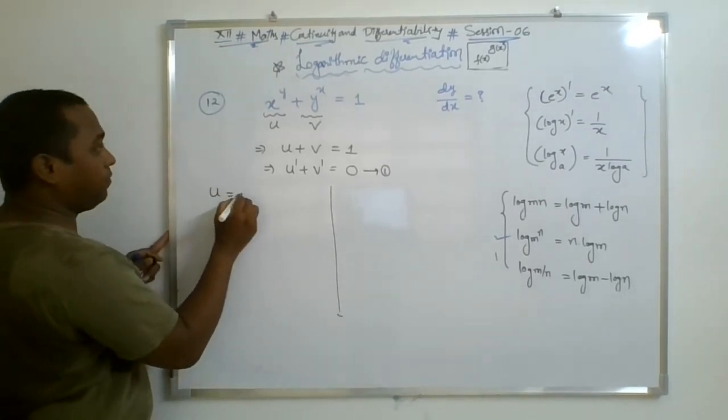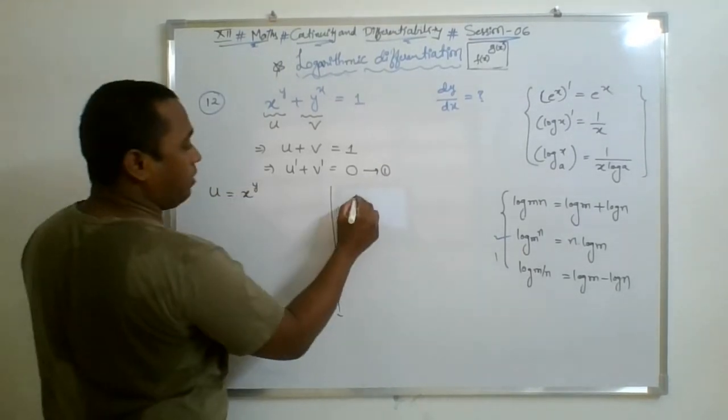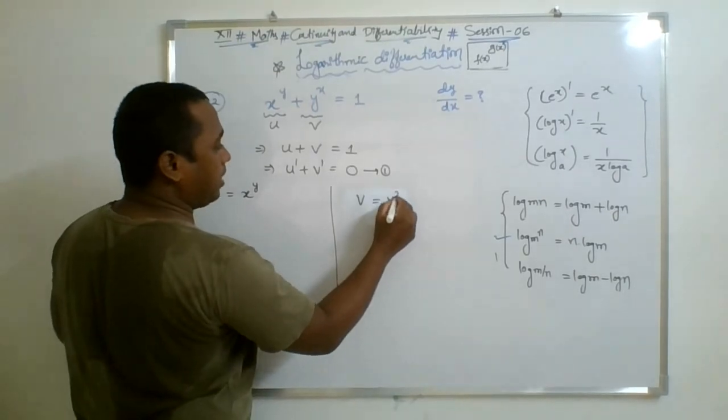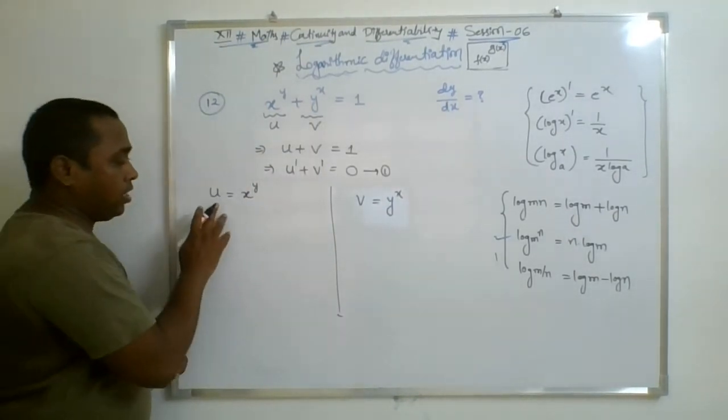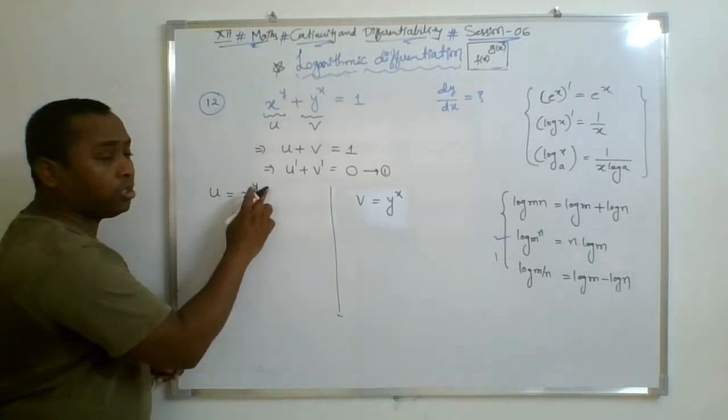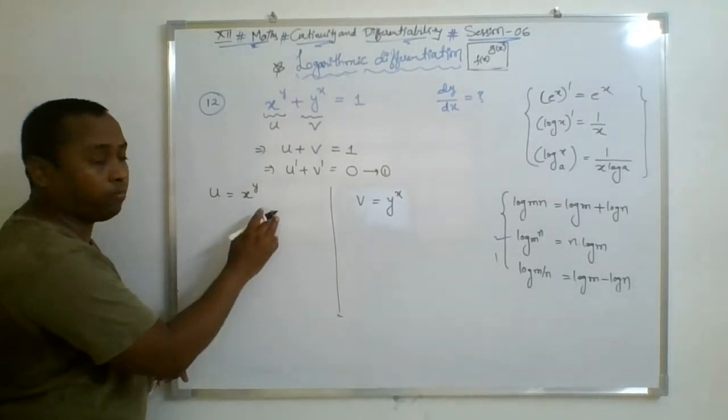What is u? We have x to the power of y. And what is v? We cannot break the function into two individual functions. Now u is a function in the form of function power function. We take log on both the sides.